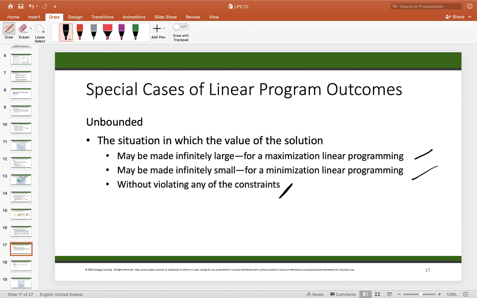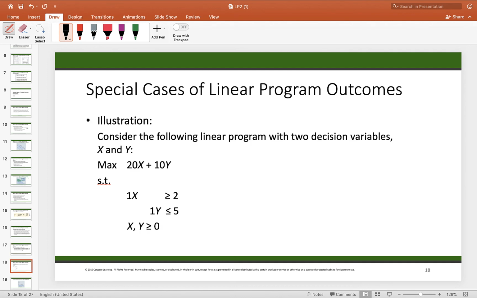So you may be wondering, how can that even happen? Well, let's have a look. This is a very simple example of a maximization problem. So let's just quickly do it here. This will be my x-axis, and this will be my y-axis, and we're going to have one here.